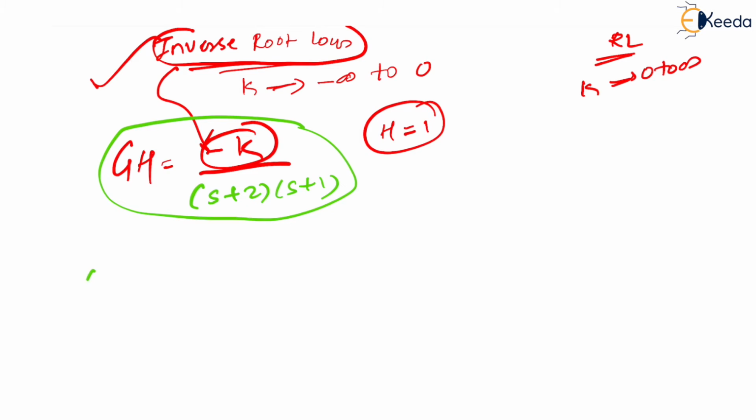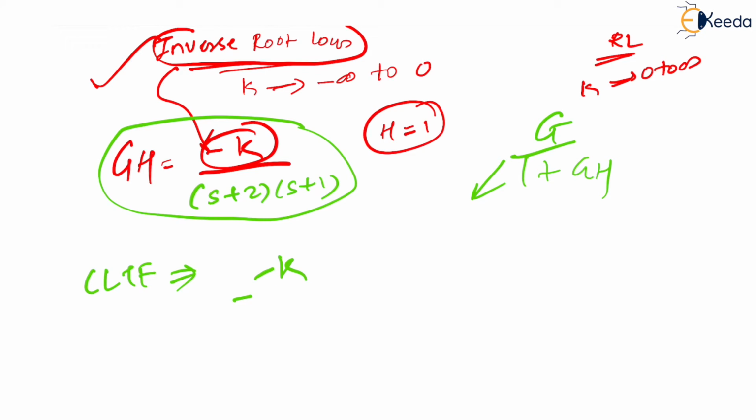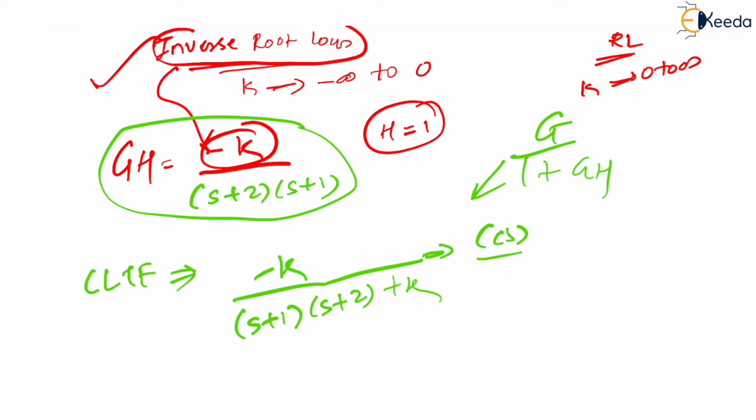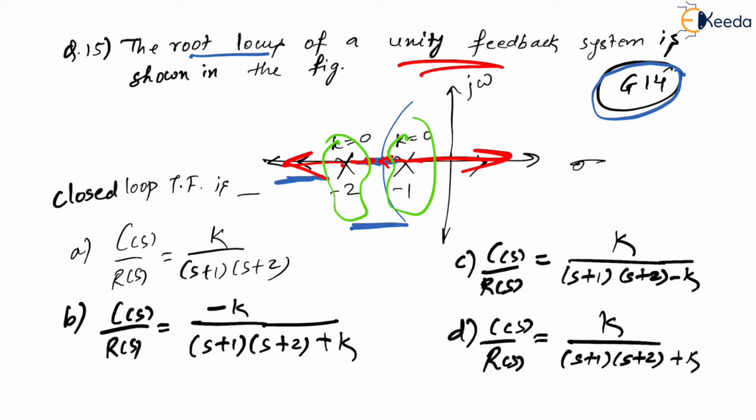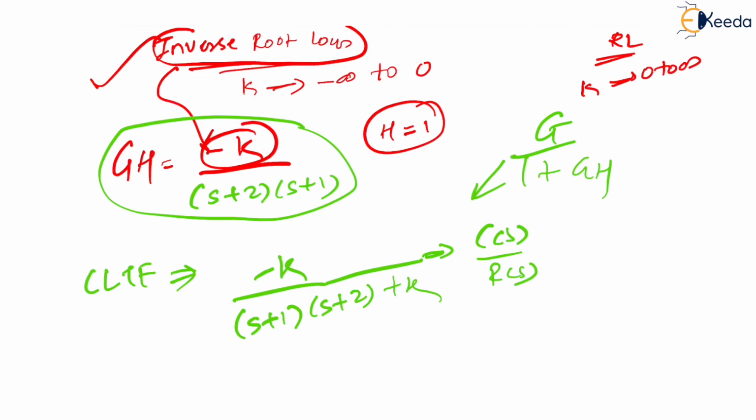What do you want? You want the closed loop transfer function. So the closed loop transfer function will be g upon 1 plus gh. After solving this, you will get the closed loop transfer function equal to minus k upon s plus 1 into s plus 2 plus k. This is nothing but c of s upon r of s. So the option is option B, minus k upon s plus 1 s plus 2 plus k. So option B is the right answer. Is that correct? Yes. Now we will see some more problems.